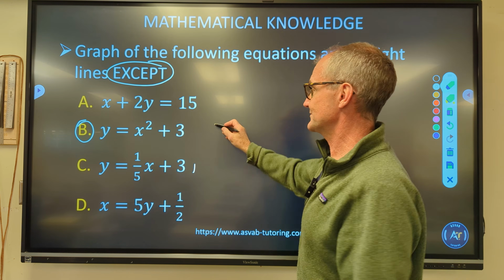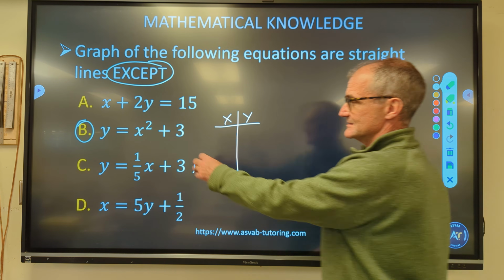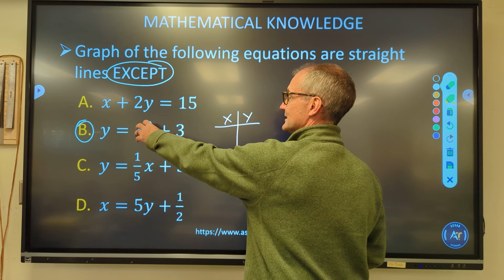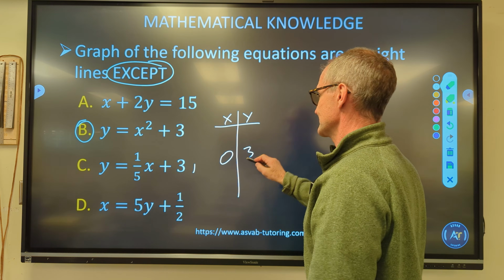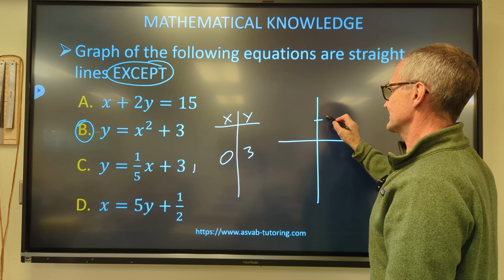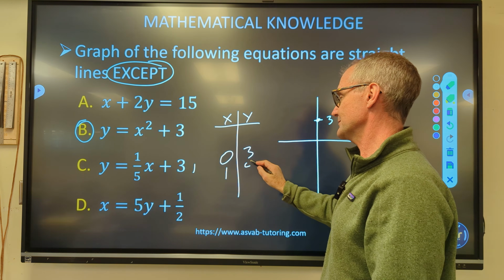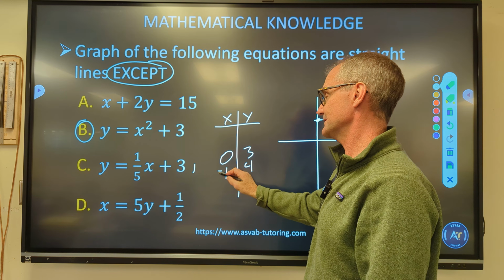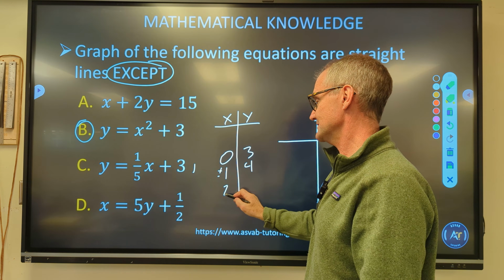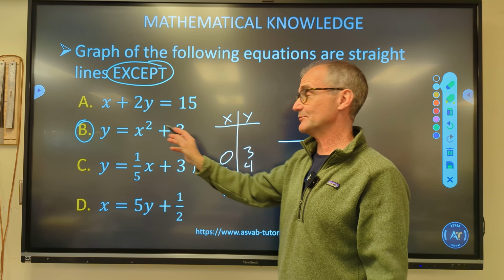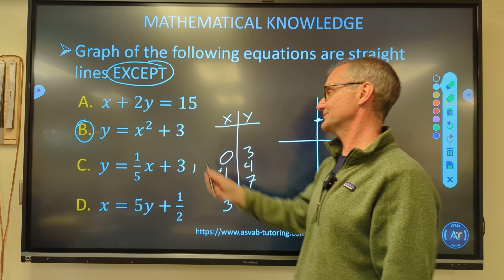And I could graph this if I wanted to by just picking values of x and y. When x is 0, I just pick any number like 0, plug it in there. 0 times 0 is 0, plus 3 is 3. So I could graph that point over 0 up 3. Picked a value like 1. 1 squared plus 3, 4. Or negative 1, that would be the same thing. Negative 1 squared, positive 1 plus 3 is 4. 2. 2 times 2, 4 plus 3, 7. 3 would be 9 plus 3, 12.